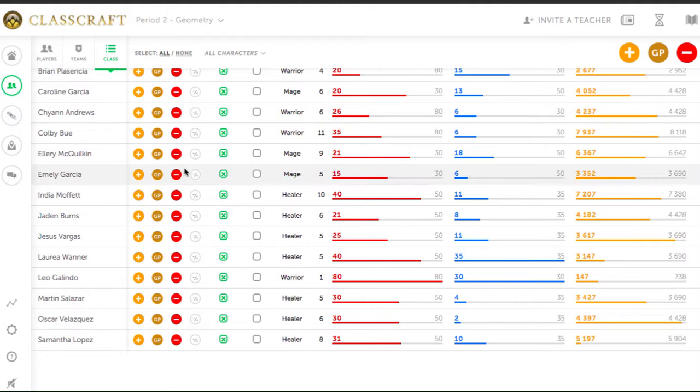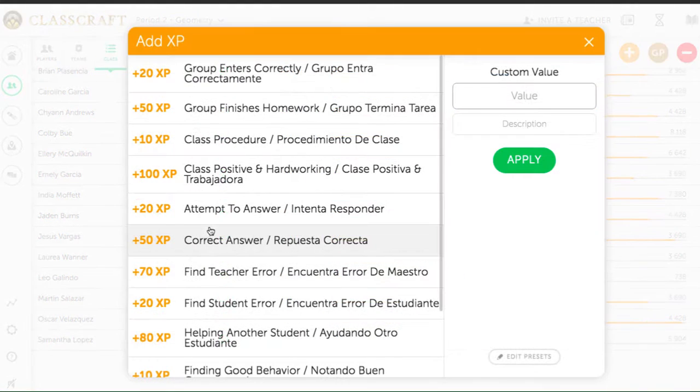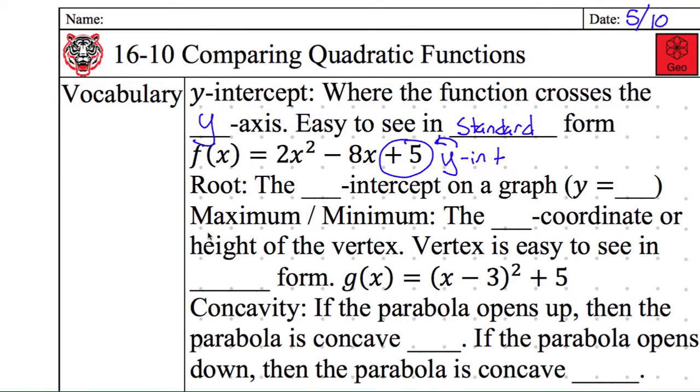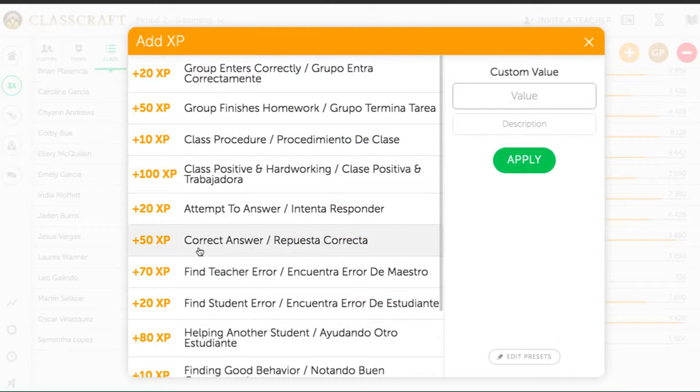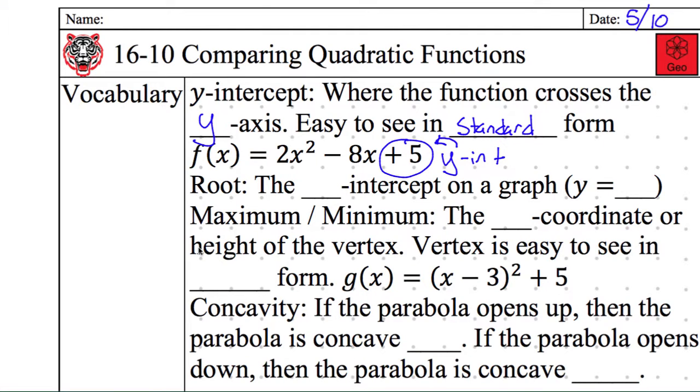Let me come back over here. Thank you, Leo. I have your card. You have 50 XP and a marble in your marble jar. You did not. Sorry about that. India, 50 and a marble.